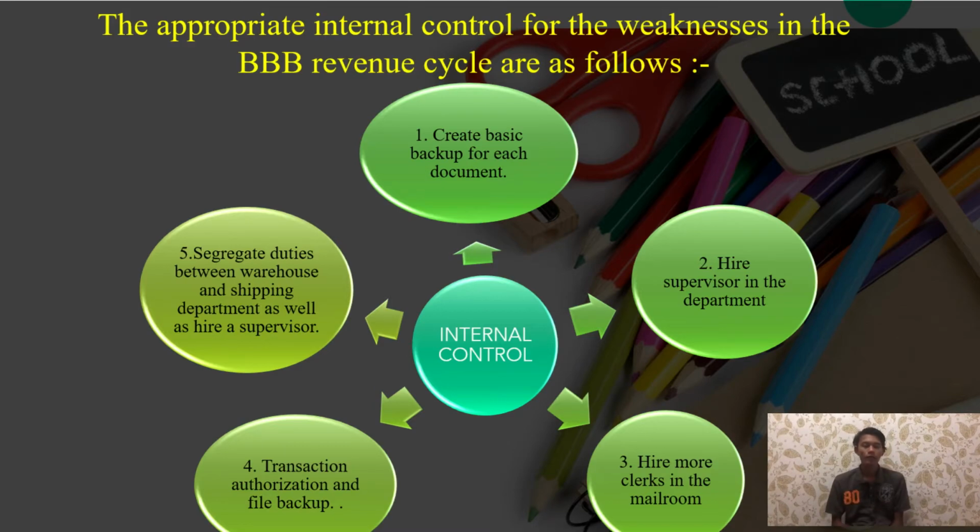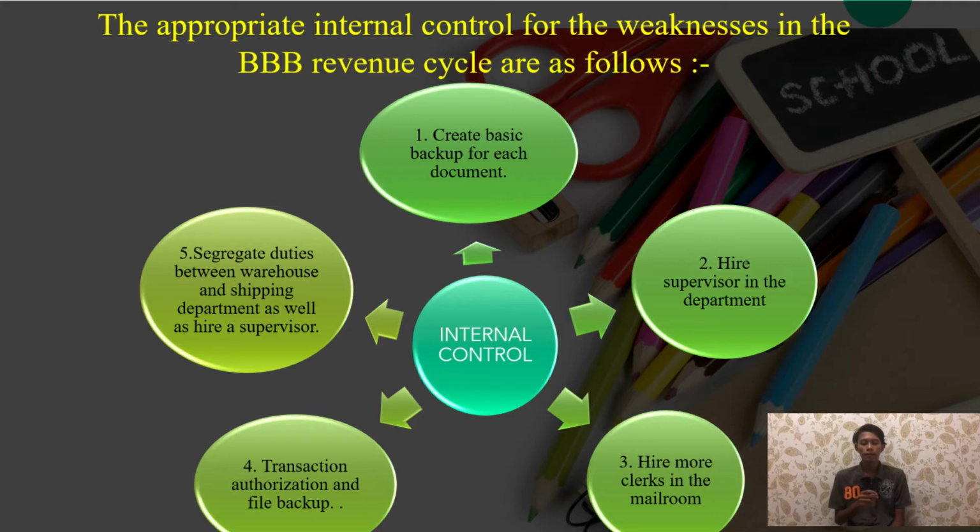The fourth internal control for BBB's revenue cycle is that transaction authorization and file backup need to be handled in the department. This refers to the fourth weakness, which is the lack of transaction authorization of cash release.